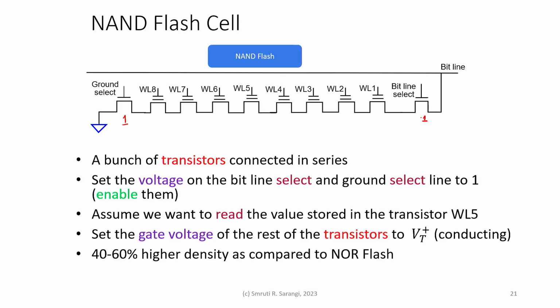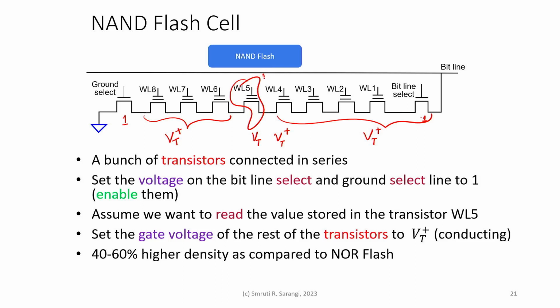So you set the voltage on the bit line select and ground select both to 1, you connect them, and let's say we want to read the value that is stored in transistor WL5. So in WL5, if you want to read, then what you do is you set the voltage between Vt and Vt plus, which is nothing but enabling them. For the rest of them, you create a straight conducting path to ground and the bit line. So for the rest of them, you set the threshold voltage or the gate control voltage to Vt plus, which means regardless of the value that they store, 0 or 1, they act like a wire in the sense that they are conducting. It's only this one that we have enabled and this one that we want to look at separately.